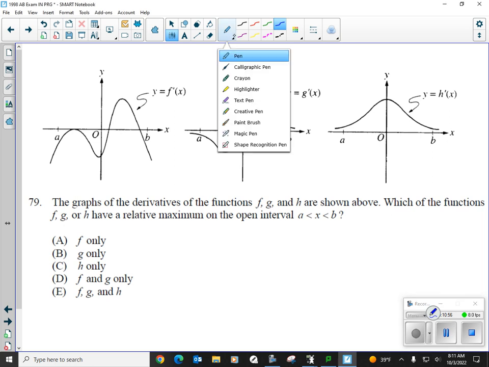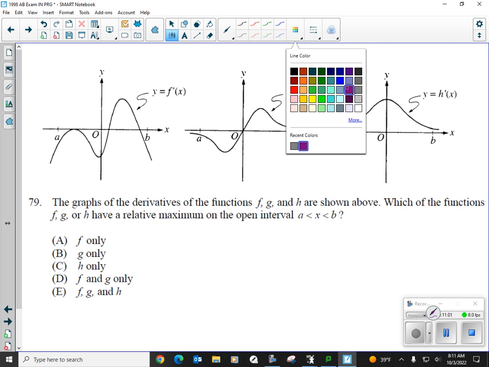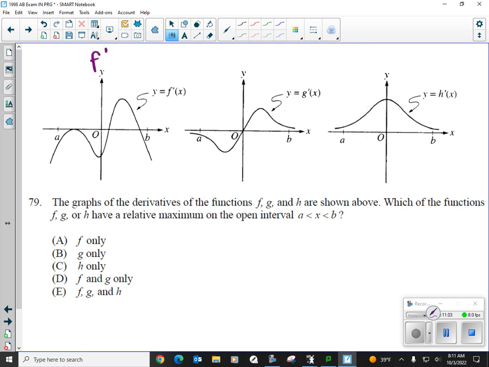All right, first of all, let's do some things here. Let's go purple. This is f prime. This is g prime. And this is h prime. So in order to have a relative maximum, it has to go up to down, which means my derivative needs to go from positive to negative, around a slope or derivative that equals 0 or is undefined.